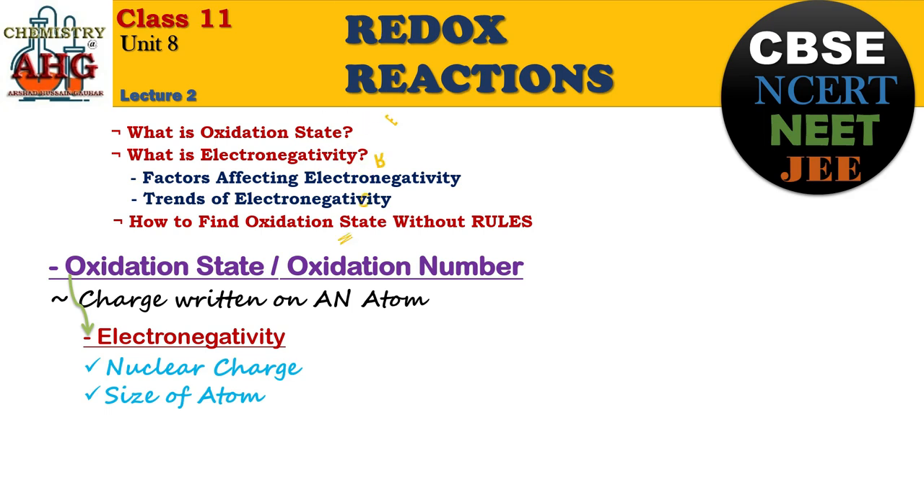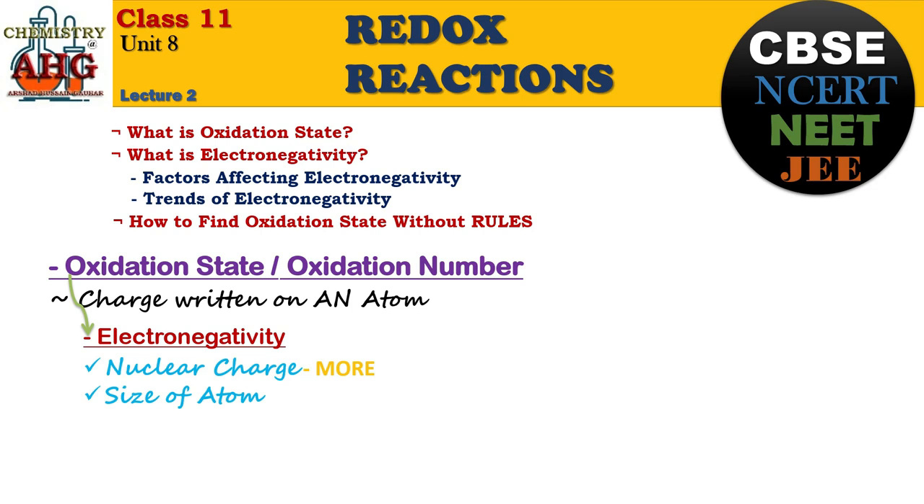If an element has more nuclear charge, it means the element has more protons in the nucleus. Whenever an element has more protons in the nucleus, it attracts electrons towards itself strongly. So what does this mean? If the nuclear charge of an element is more, the electronegativity of that element would be high. That element would be more electronegative.